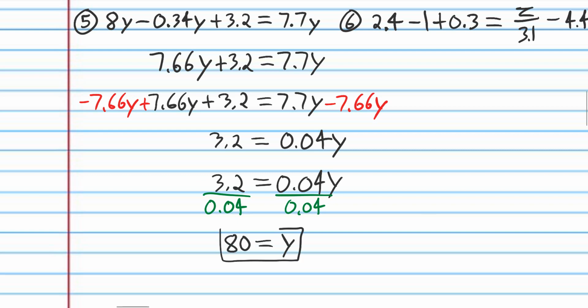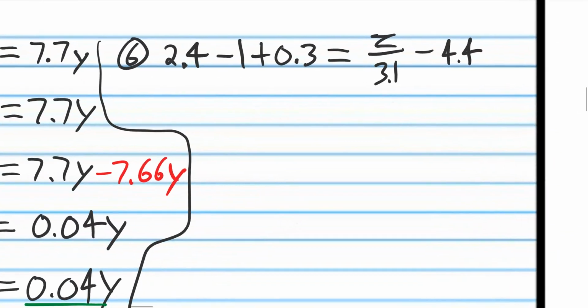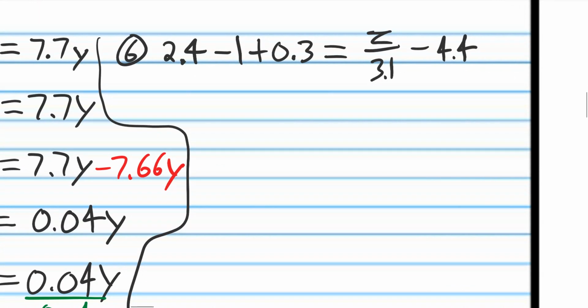So we didn't have to round off on that one. So if you got 80, good job. Now if you didn't get 80, again, that's okay. Just figure out what you did wrong. So I'm going to need to put a divider line here. And let's try number 6, and when you come back, we'll do it together.